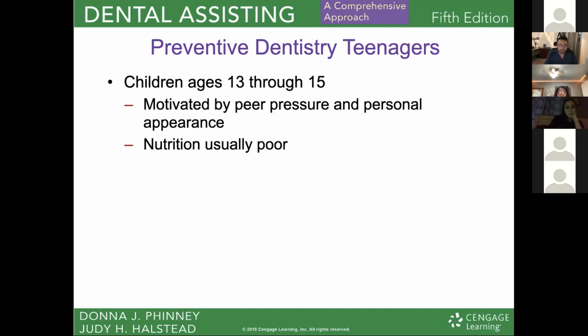Okay, children ages 13 to 15 are usually motivated by peer pressure and personal appearance. This age group is very concerned with the way they look. They are more frequently in the company of their peers, and nutrition becomes poor due to increased snacking. Dental hygiene may become lax in this area also. So the dental assistant will need to teach and motivate based on individual needs, knowledge, and skills.